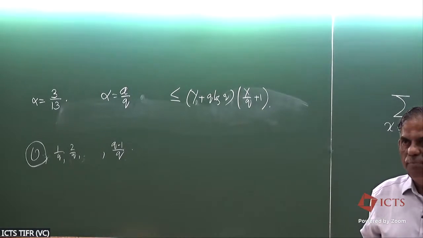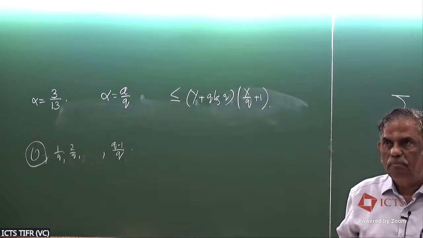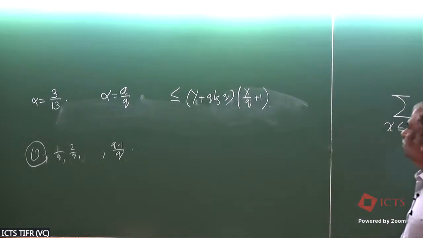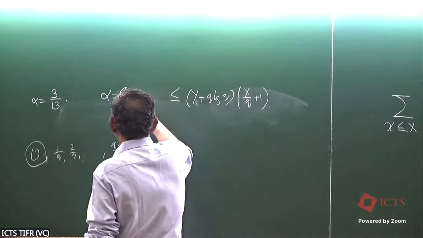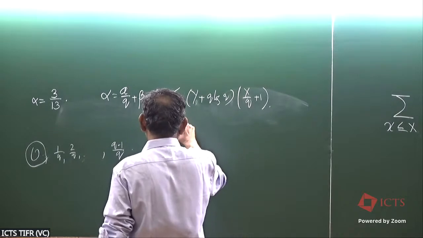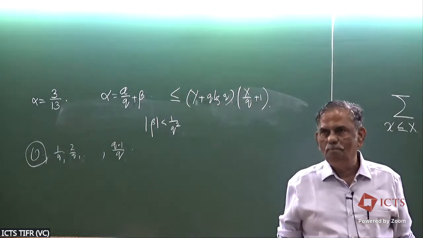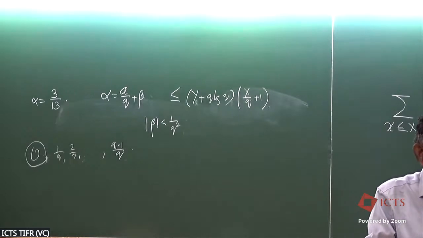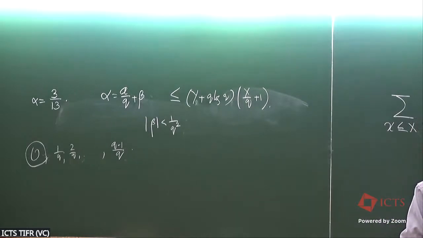Okay? Is it okay up to that? What happens if this is not the case? That's the case which you are looking at. Alpha is not A over Q, but alpha is close to A over Q. Alpha minus A over Q is less than 1 over Q square, which I wrote somewhere, which I erased. Therefore, alpha is A over Q plus beta with mod beta less than 1 over Q square.